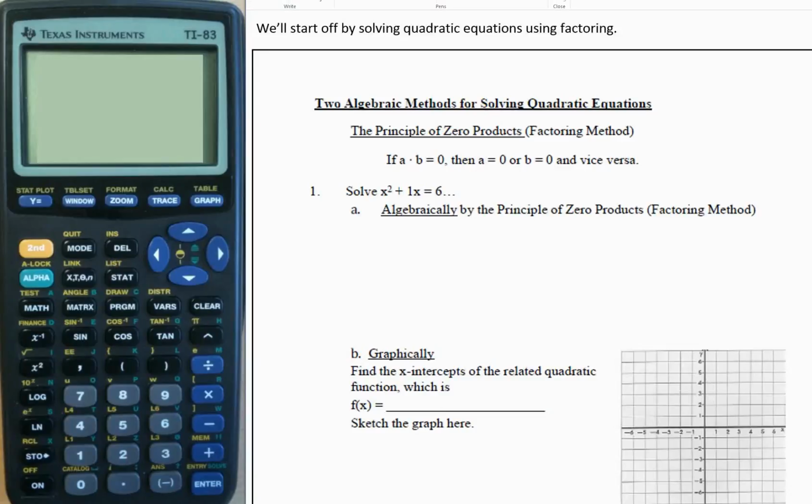Okay, we're finally going to start talking about how we can solve quadratic equations. And hopefully you've seen this very basic one, factoring, before. The idea here is if we can factor it into two linear factors, then you set each of those factors equal to 0 and solve.